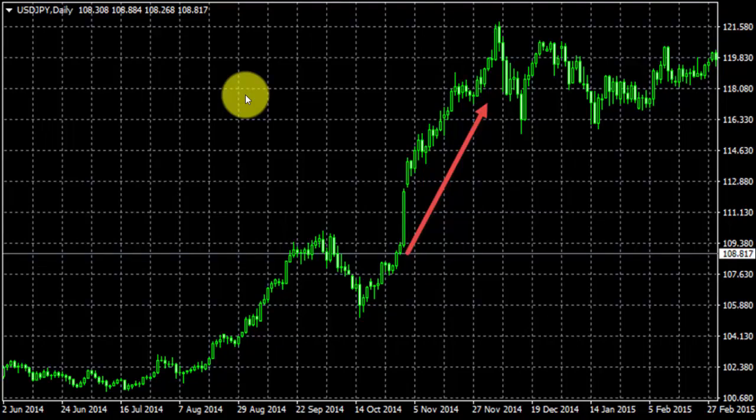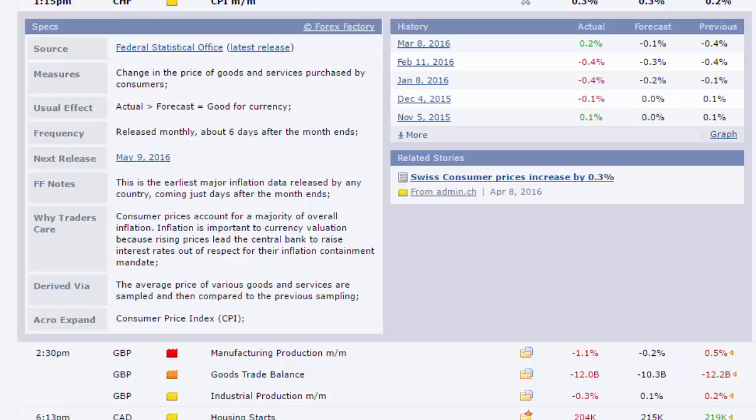For example, when Japan's GDP shockingly shrunk 1.6% in November 2014, the Japanese yen fell sharply against the dollar, as traders anticipated further central bank intervention.